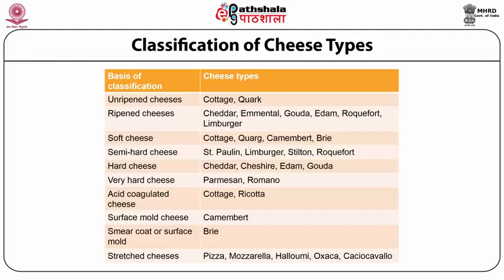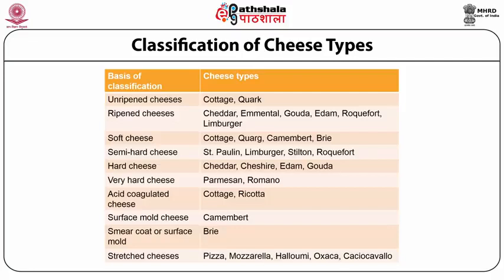In the next, that is soft cheese category, we have cottage cheese, Coag, Camembert, Brie, and many more. Semi-hard cheese examples include St. Paulin, Limburger, Stilton, Roquefort. Next, going into the hard cheese variety, we have Cheddar, and particularly in India, this is the major cheese variety. We are preparing it and using it, converting it into processed cheese, and then finally selling it in the market. Other hard cheese includes Cheshire, Edam, and Gouda.